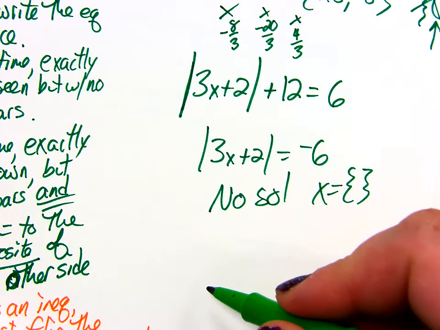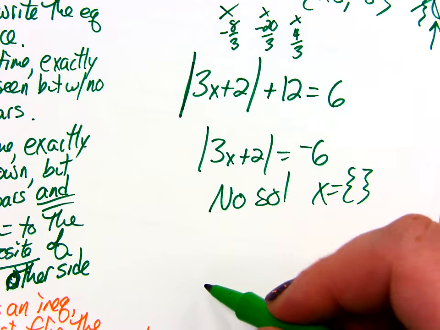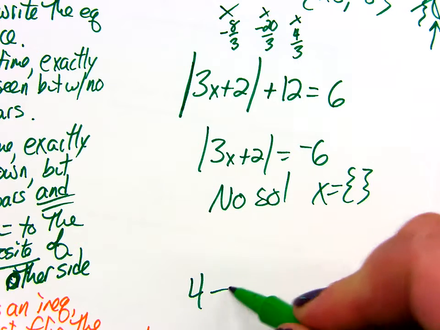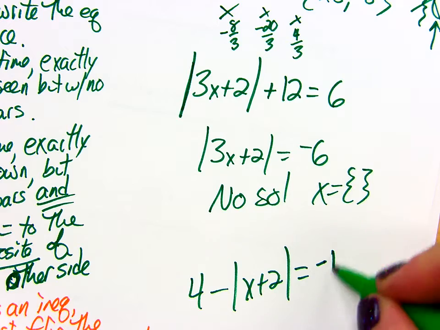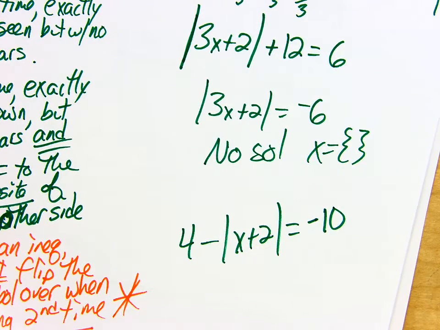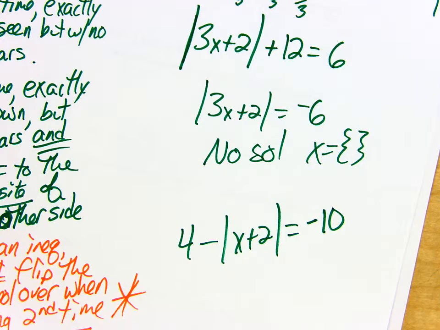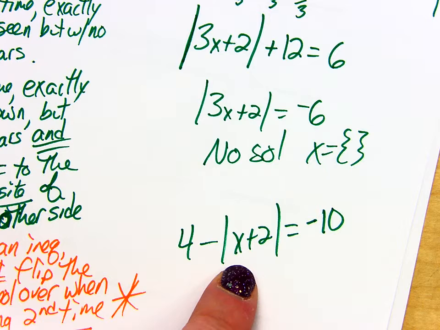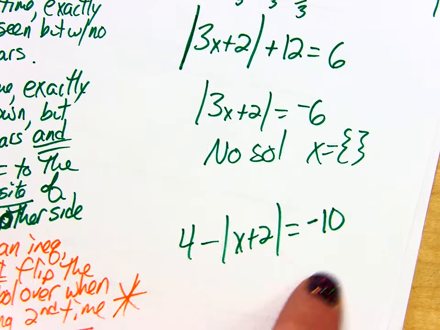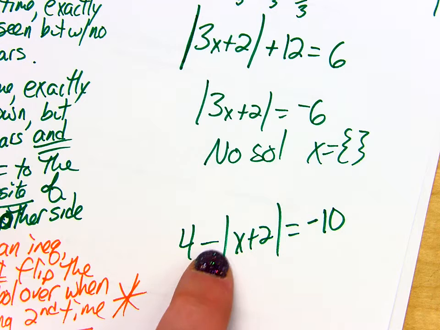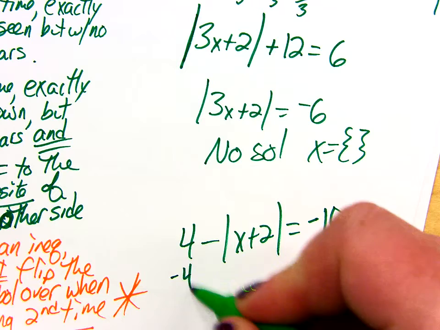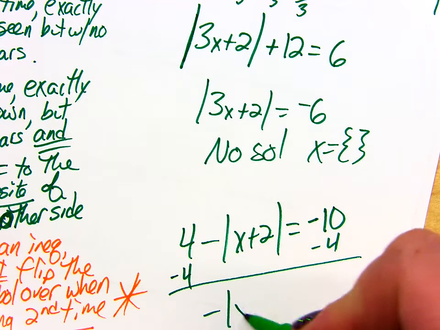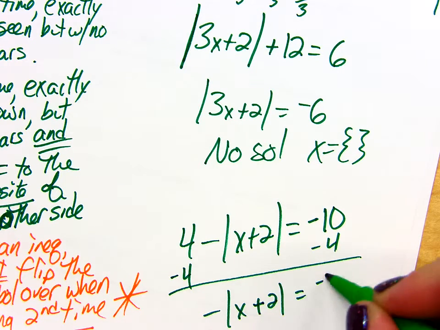But here's what I worry about. I worry about you seeing something like this, and you're like, oh, it's equal to a negative, no solution, I can't do it. Well, you have opposite of opposite. You have to get the absolute value by itself first. When you minus the 4, and then you have to get rid of that too. So that's going to turn this around, if I just do the first couple steps. Minus 4. So that's a negative 14.